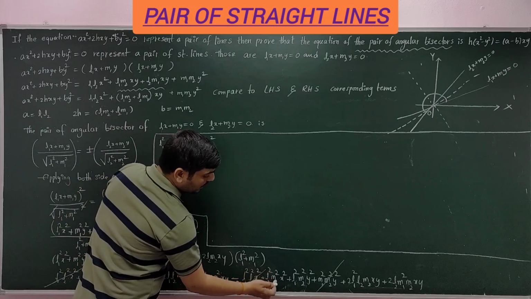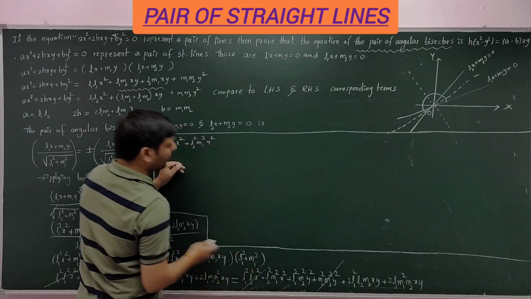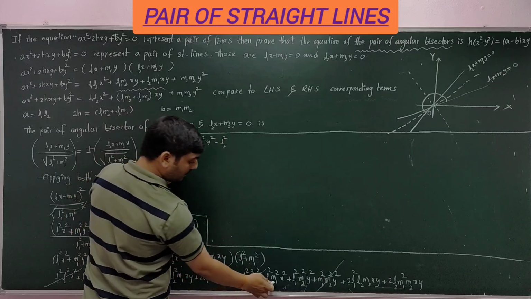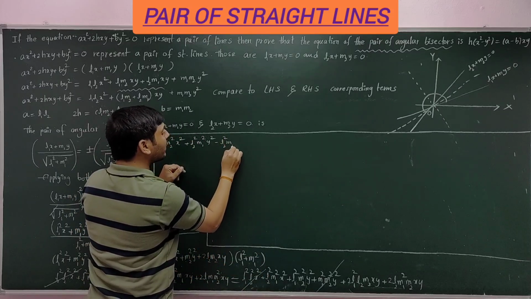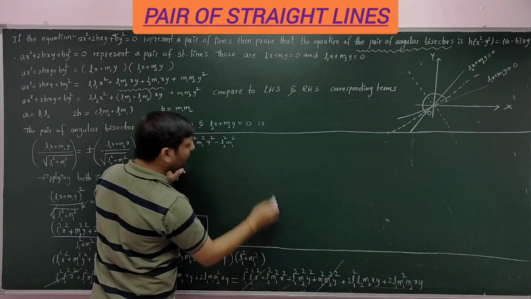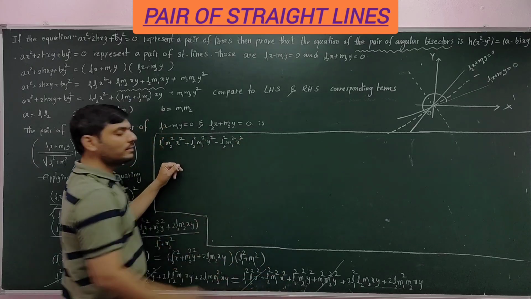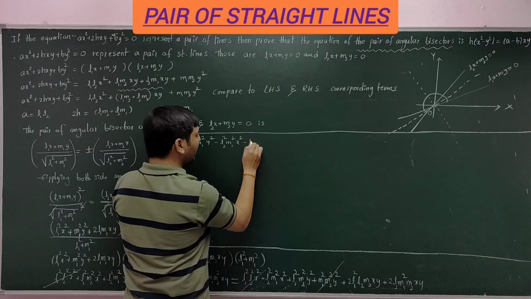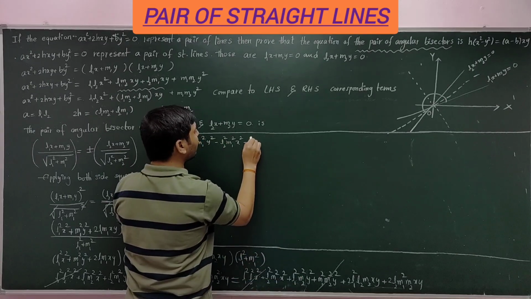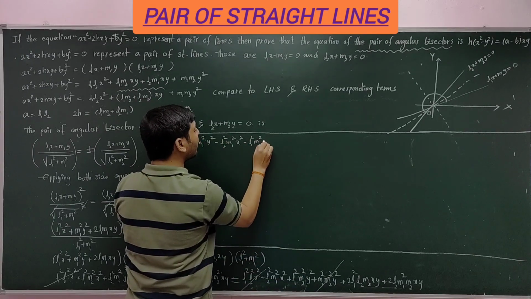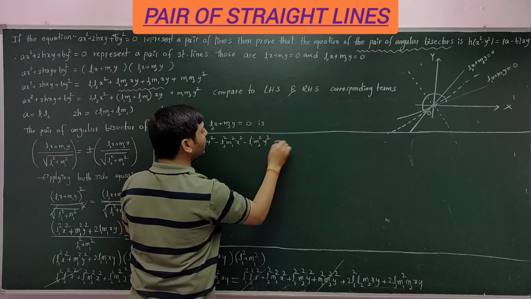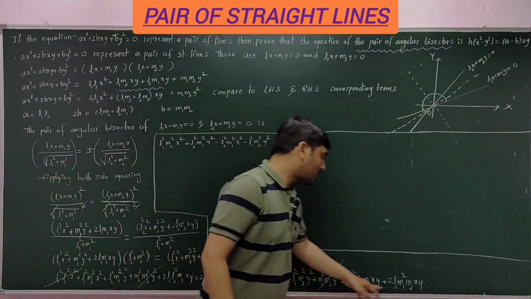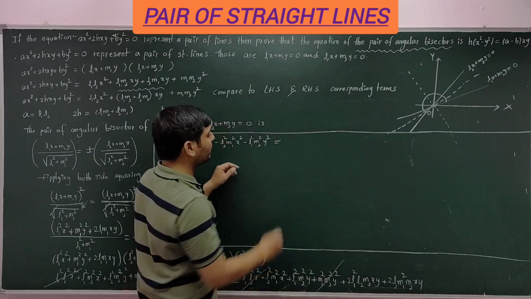Now l2 square m1 square x square, minus l1 square m2 square y square, is equal to the same terms on the right side. Two terms are also there. First of all, write those terms.